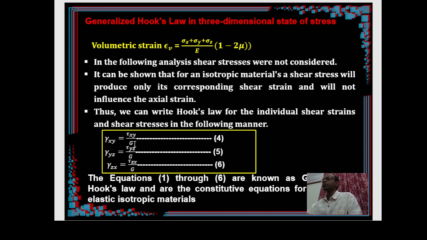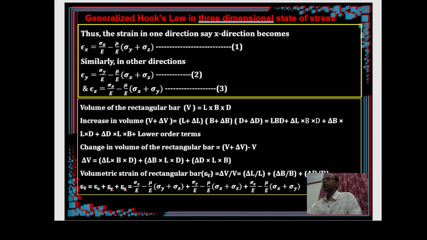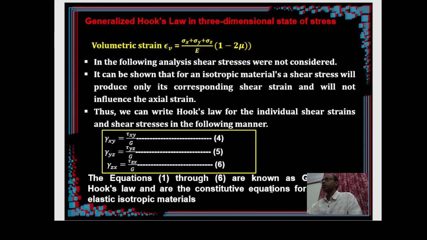So these are the equations, we got 1, 2, 3 equations, right? These are the equations we got, and here we got another set of equations. They are called constitutive equations for linear elastic isotropic materials, right? So this is about the topic of the volumetric strain, which is discussed right after Hooke's law, right? That's all about this topic.